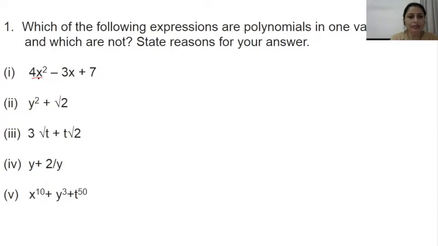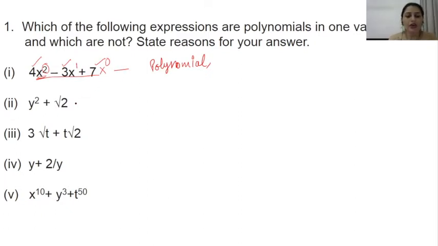You can see this is 4x square minus 3x plus 7. In this expression, we have the constants 4, 3 and 7, and a variable which is x, and the powers, that is the exponents of the variable, are non-negative: 2, here 1, and here we can write x raised to power 0, that is 0. So this is a polynomial because it is an expression of constants and a variable, and the powers are non-negative.